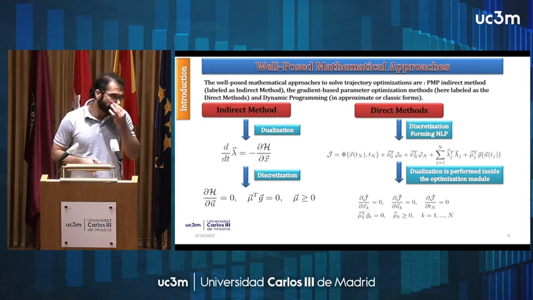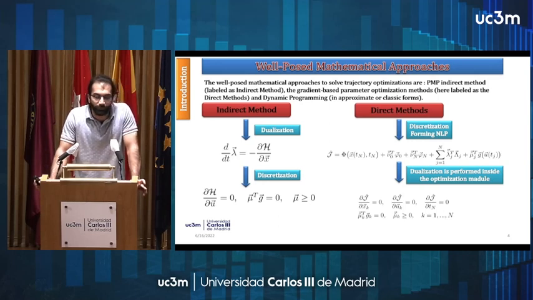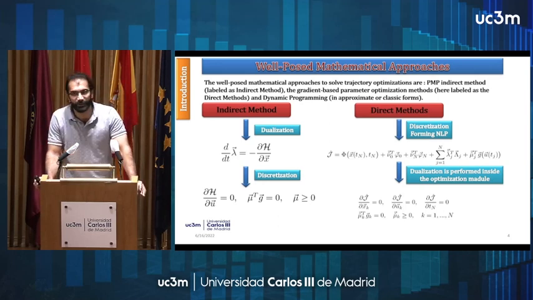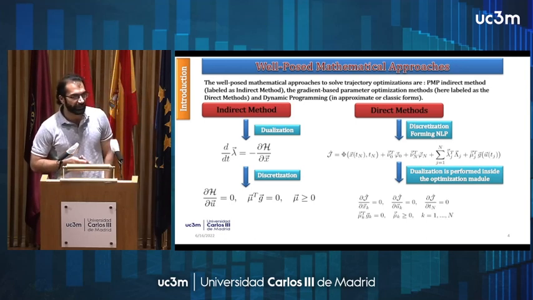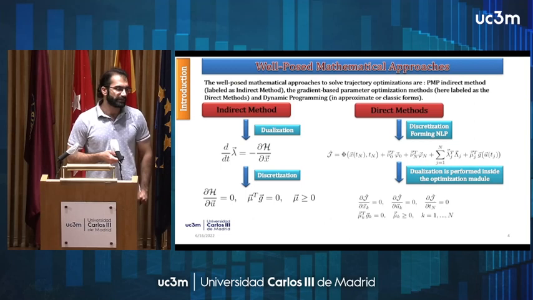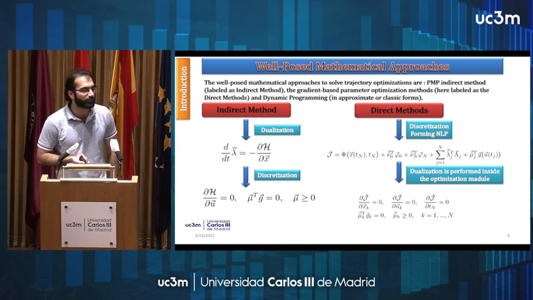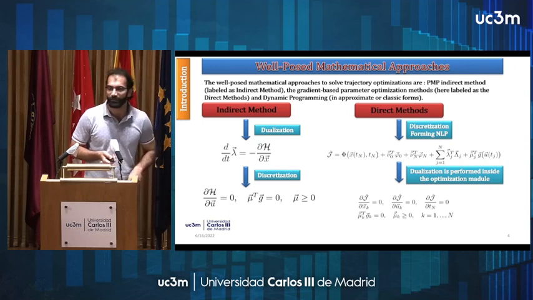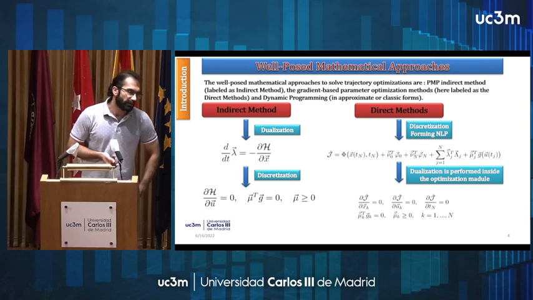So here, the well-posed mathematical approaches to solve optimal control problems or trajectory optimization problems are PMP, or Pontryagin maximum principle, which is the indirect method. This is what we label it as. The other is the gradient-based parameter optimization method, which is known as the direct approach. And the other is dynamic programming in approximate or classic form. Here we focus on indirect and direct methods, and we skip the dynamic programming part.